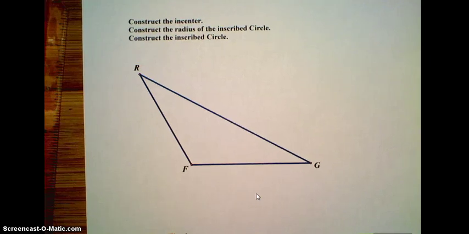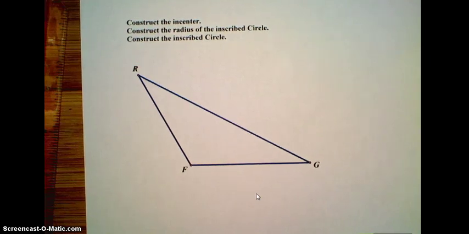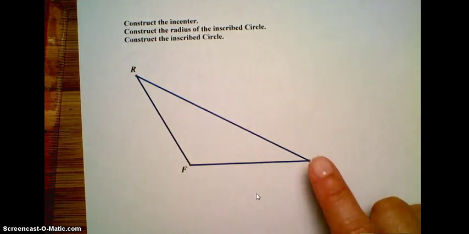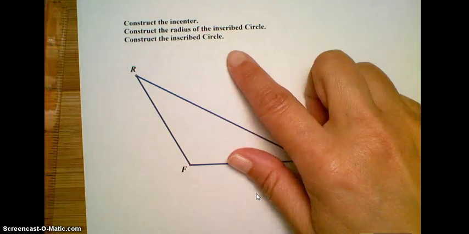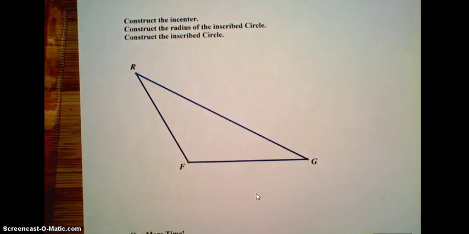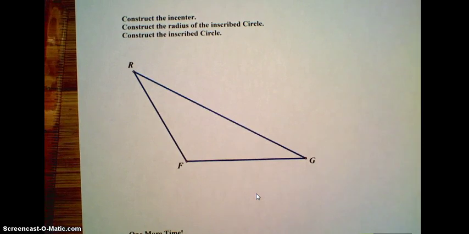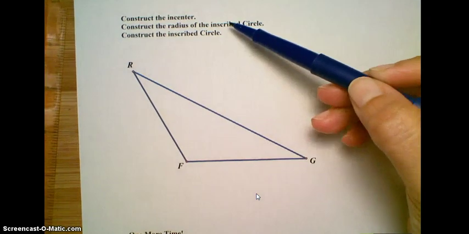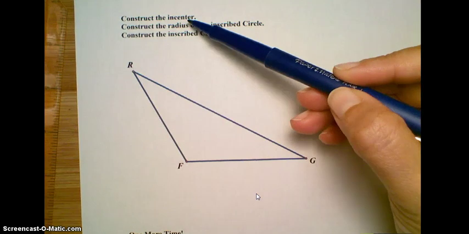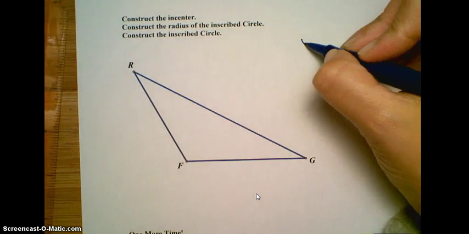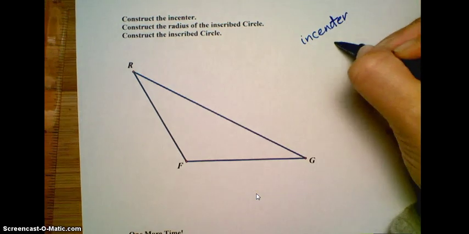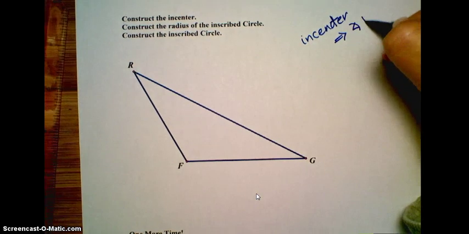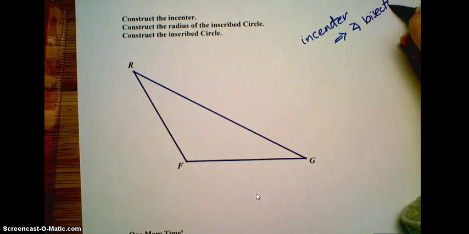Okay, we are constructing the incenter, and then after that we're going to construct the radius for the inscribed circle and construct the inscribed circle. So, things you should think of when you read this: if the inscribed circle is mentioned, that goes with the incenter. You also need to keep in mind that incenters go with angle bisectors.